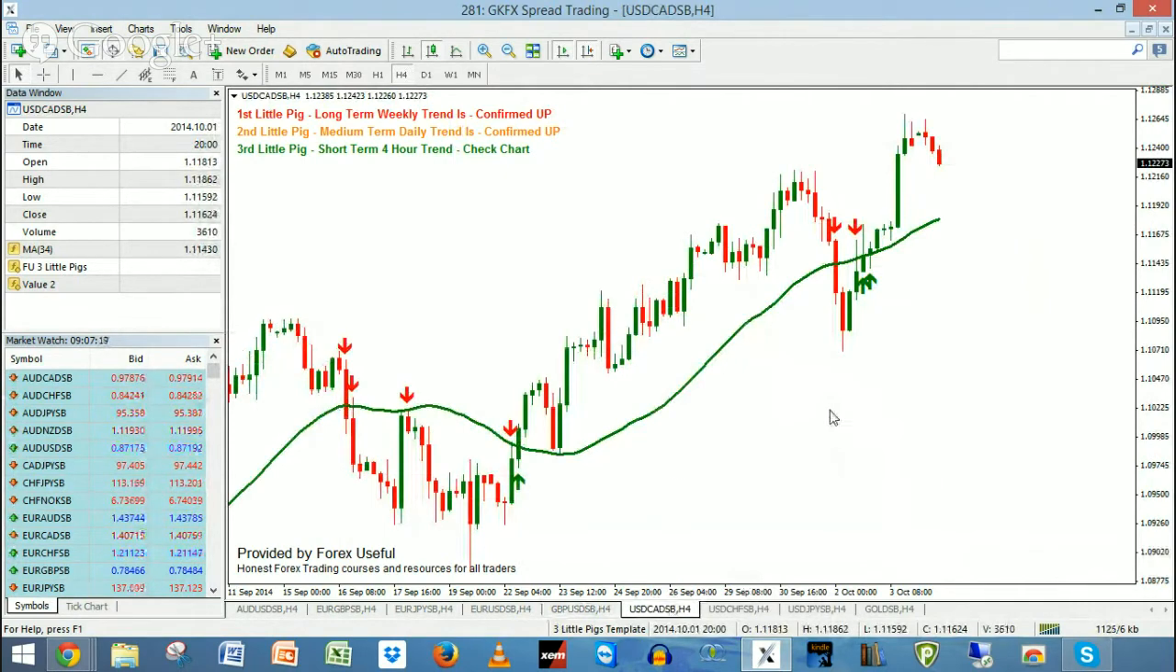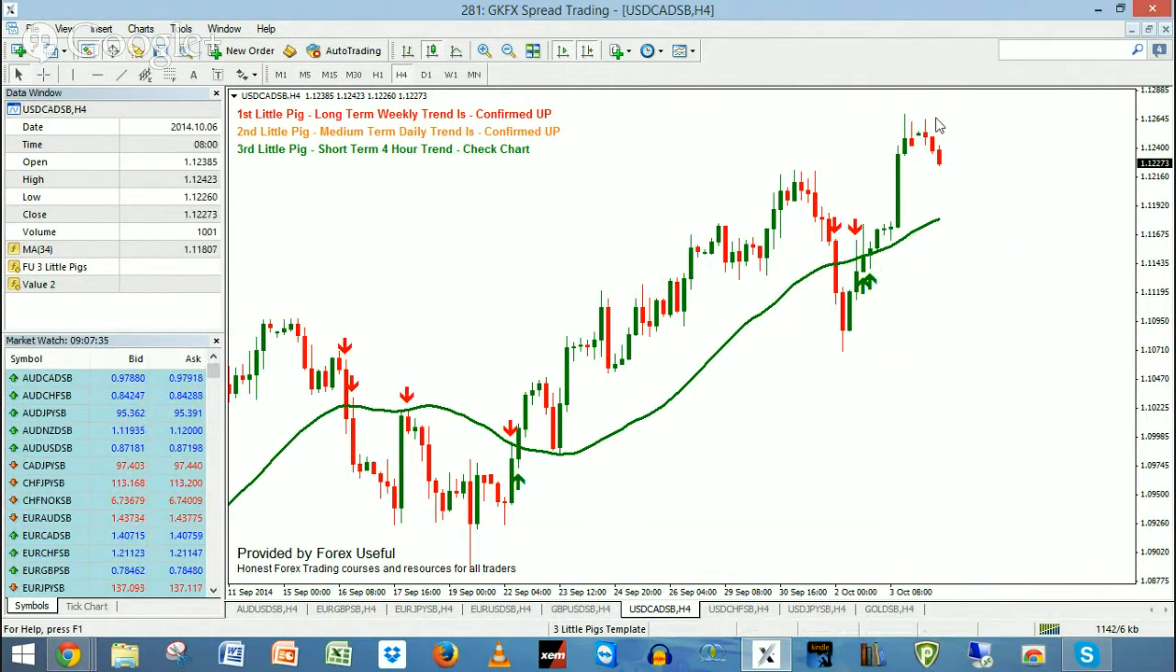Onto USD CAD. We've been stopped in and out here recently, so took an entry here, nice tight stop. Unfortunately, it was just a little bit too tight and stopped out by a pip or two. Back in again here, a nice tight stop again. That's now in the money.